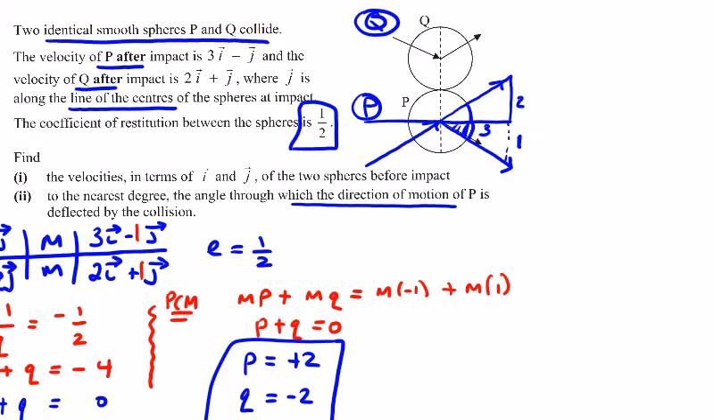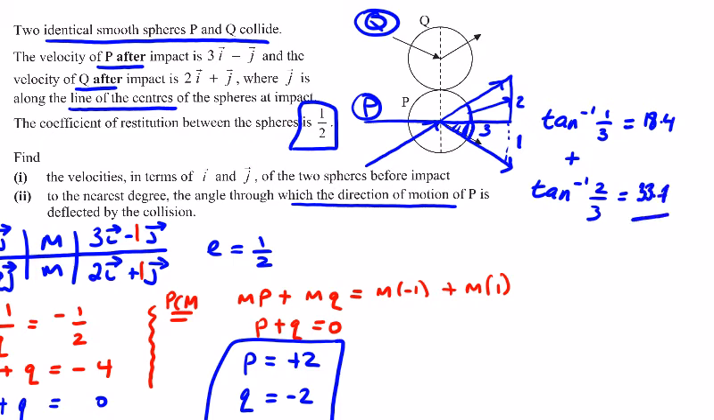So this angle here, the inverse tan of 1 over 3, and we'll have to add the inverse tan of opposite 2 over 3. The inverse tan of 1 over 3 gives 18.43 degrees, and the inverse tan of 2 over 3 gives 33.69, or 33.7. So adding these two together we get 52.1 degrees is the angle of deflection.